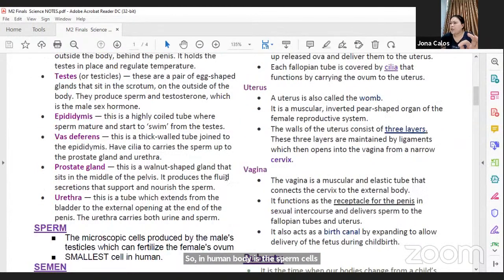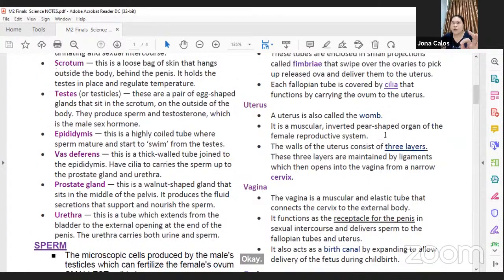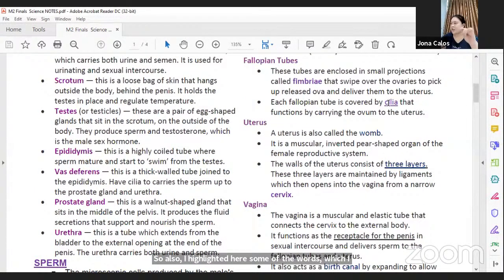What else? Also, I highlighted here some of the words which I use for your multiple choice. Cilia, of course, is the hair-like structure which enables the gametes, the egg cell or the sperm, to move, either in the vas deferens or the fallopian tube. So the fallopian tube and vas deferens have cilia to help the gametes move from the fimbriae or the epididymis to the next part.